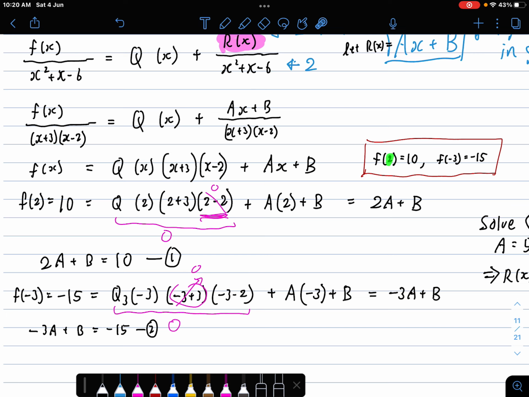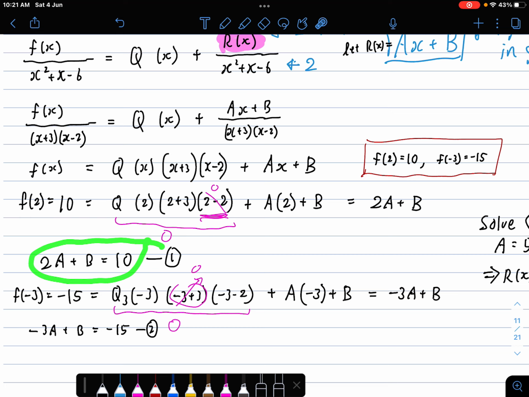So when x equals 2, you get f of 2 equal to 10. But it's also equal to this entire expression, where we substitute x with 2. What happens here is that you'll get x minus 2, which is 2 minus 2, which is 0. So we don't even need to know what is q of 2. Doesn't matter. You just multiply by 0, you get 0. Then you're left with plus ax plus b. Substitute the x with 2, what do you get? 2a plus b, exactly. Good. Then to make it look neater, I rewrite it as equation 1: 2a plus b equals 10.